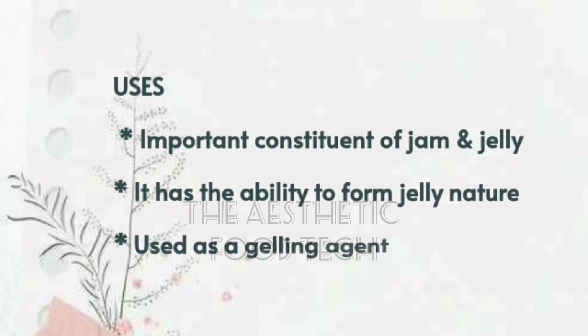Uses of pectin. Pectin is an important constituent in the production of jam and jelly. It is because of its ability to form gel. So, the main use is that pectin is used as a gelling agent.